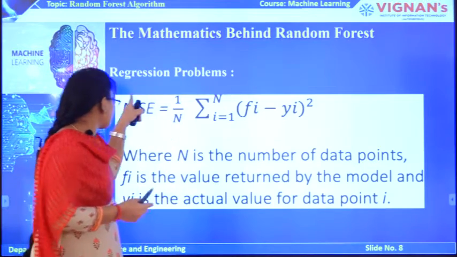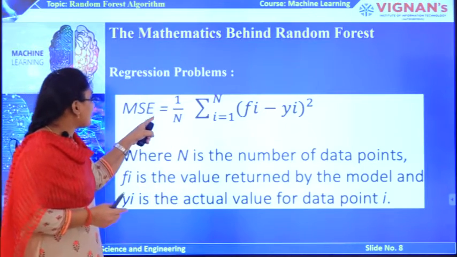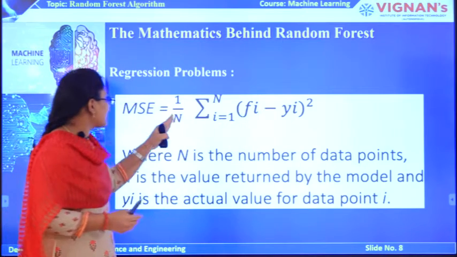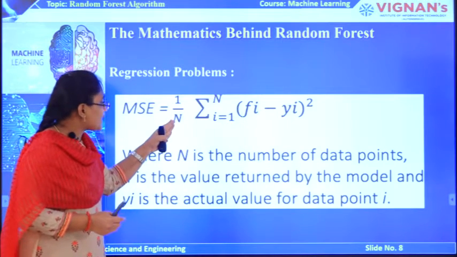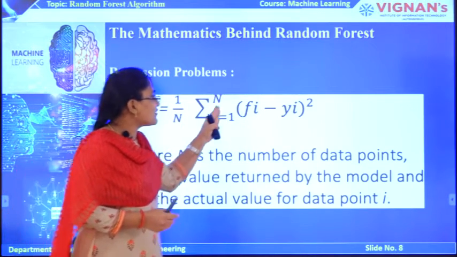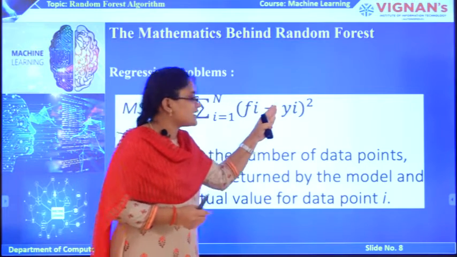Here for finding the mean squared error, we are using this formula. Here it is 1 divided by the total number of data points, times the sum of the squares of fi minus yi.